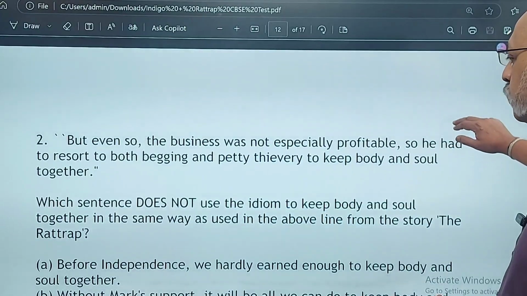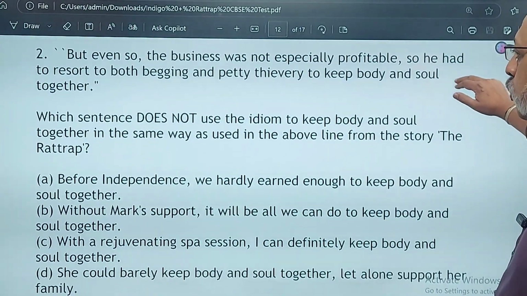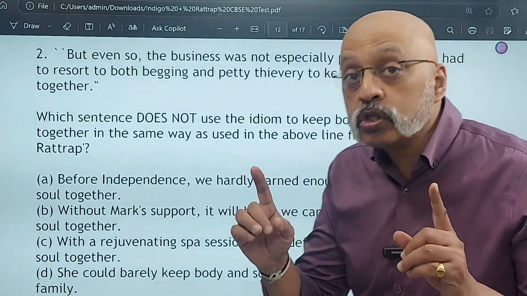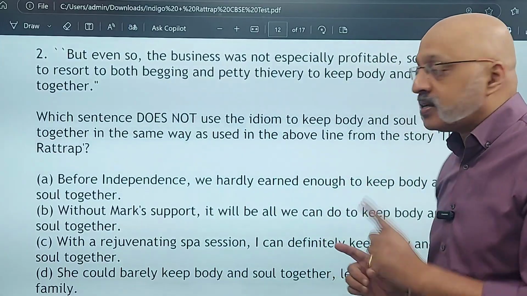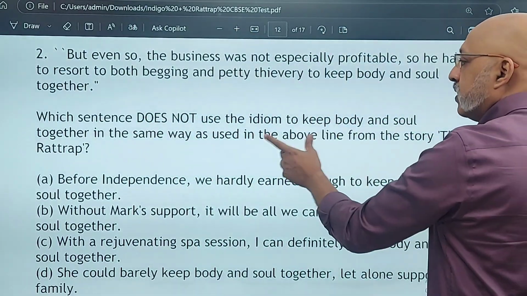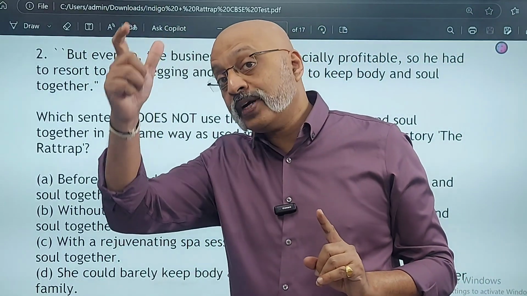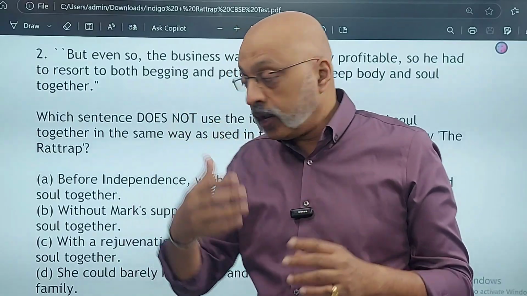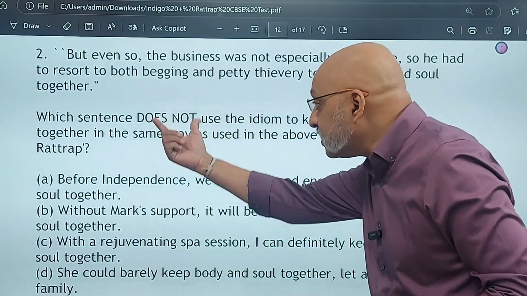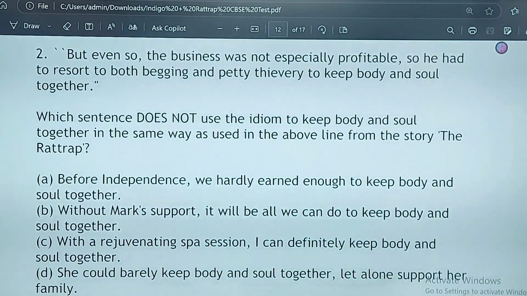But even so, the business was not especially profitable. So he had to resort to both begging and petty thievery to keep body and soul together. Body and soul together. Okay, now the question is asking which sentence does not use the idiom 'to keep body and soul together' in the same way as it has been used. So what you need to do is understand how it has been used in the story and in this particular line, and then read the four options and see which is the incorrect one. So here you see the four options.